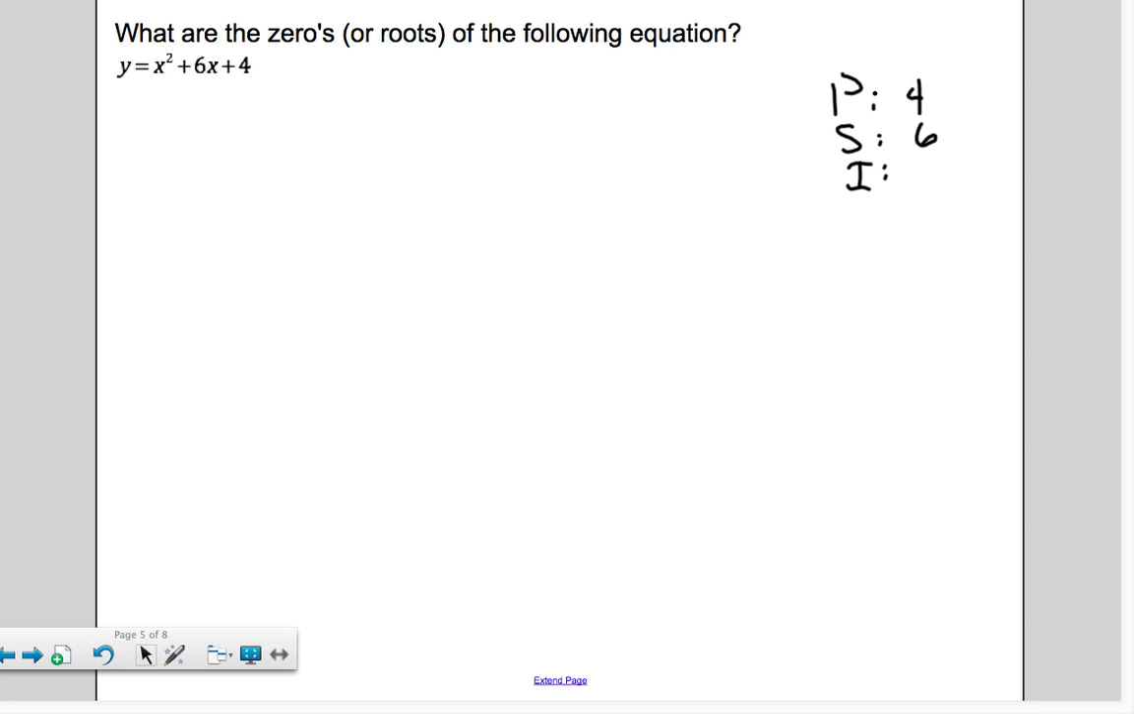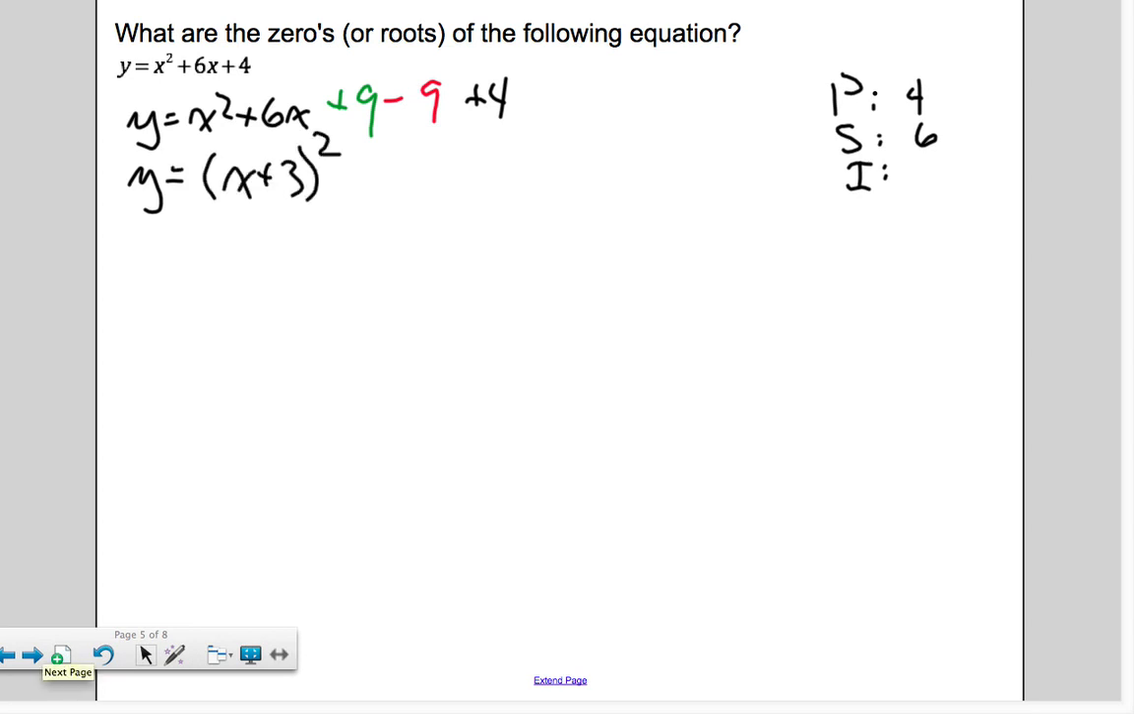Complete the square. So if y is equal to x squared plus 6x plus 4, how am I going to complete the square? What do I need to add? 9. Plus 9 minus 9. So now we're left with y is equal to (x plus 3) squared, and what are we left with? So that was this part. So we got minus 5.